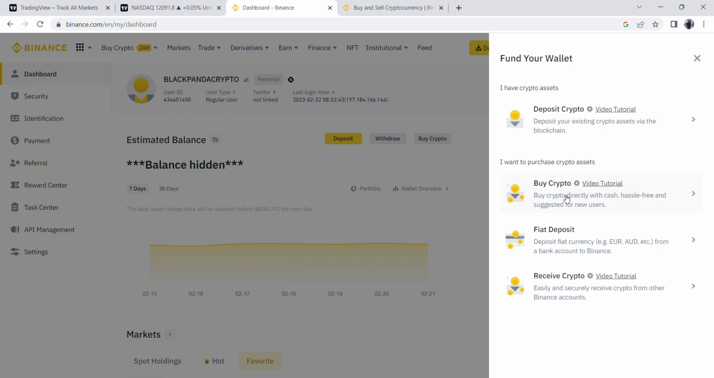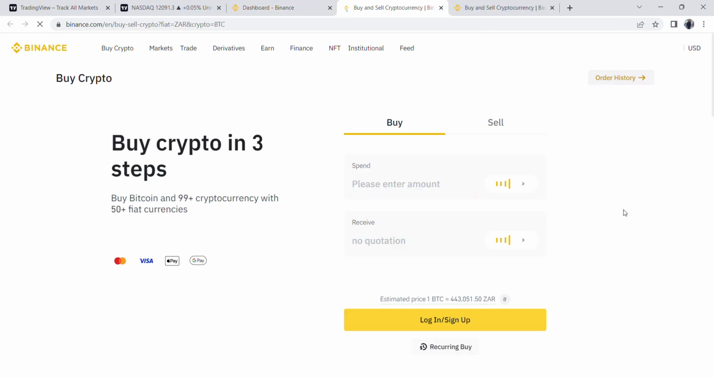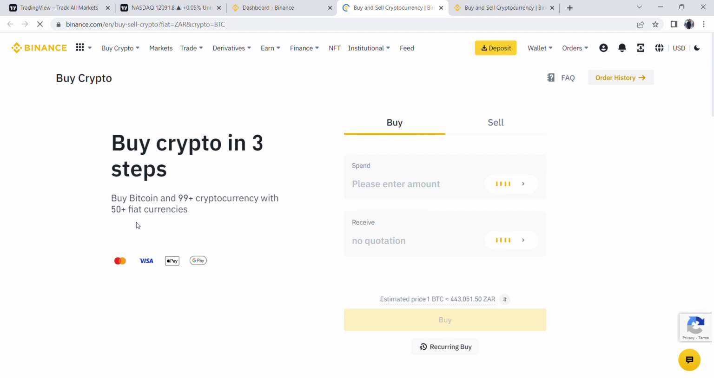You can buy crypto using your credit card here at Buy Crypto. You don't have to use the fiat deposit. You can literally just come here, Buy Crypto, and buy Bitcoin and 99 cryptocurrencies with 50 plus fiat currencies. So you can buy crypto with different types of fiat currencies.